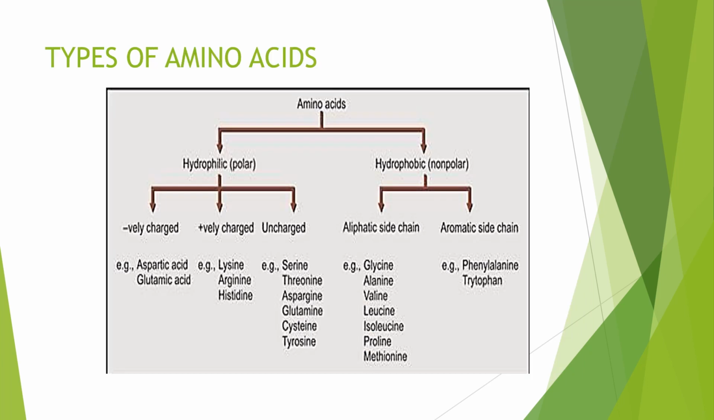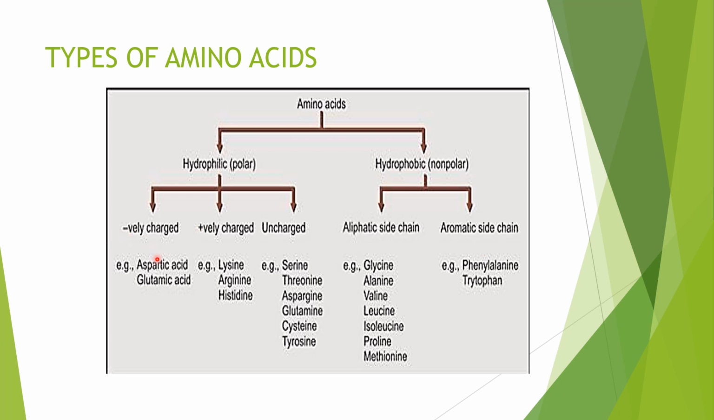Amino acids are variously classified based upon the side chain that they have. These could be hydrophilic or polar amino acids, or hydrophobic, which is non-polar amino acids. Under hydrophilic amino acids, we have positively charged amino acids, negatively charged amino acids, and uncharged amino acids. In the case of hydrophobic amino acids, we have amino acids containing aliphatic side chains and aromatic side chains.